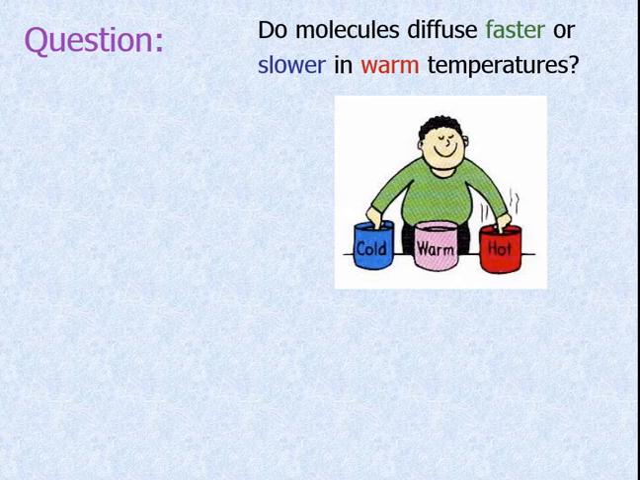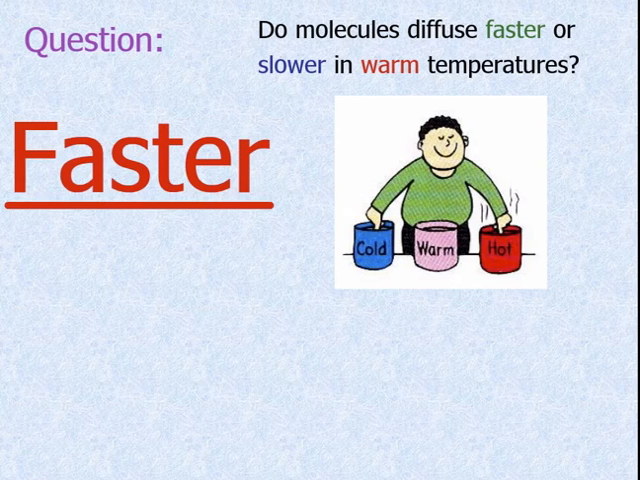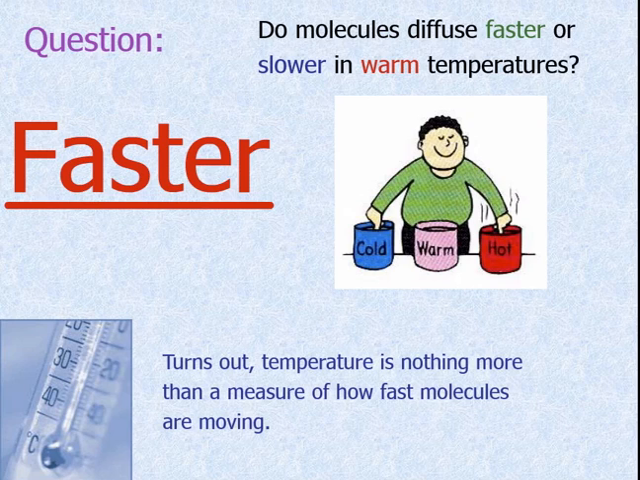Okay, a relevant question still having to do with this kinetic energy, this energy of motion: do molecules diffuse faster or slower in warm temperatures? Are molecules moving around faster when it's warm, or are they moving around slower when it's warm? And the answer is that they move faster in warmer temperature. In fact, temperature is nothing more than a measure of how fast molecules are moving. When you go outside on a hot day, the air molecules are hitting your face at a faster rate, and you interpret that as heat. On a cold day, the molecules are not hitting your face as fast, and you interpret that as cold.